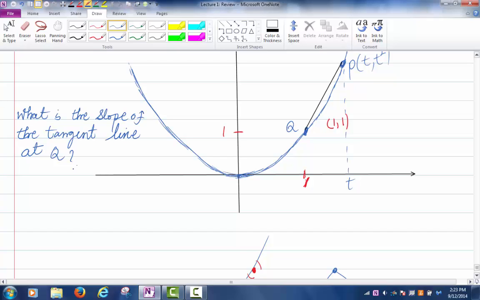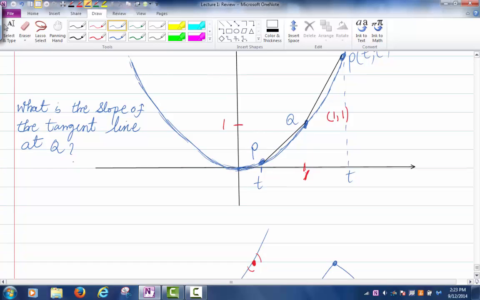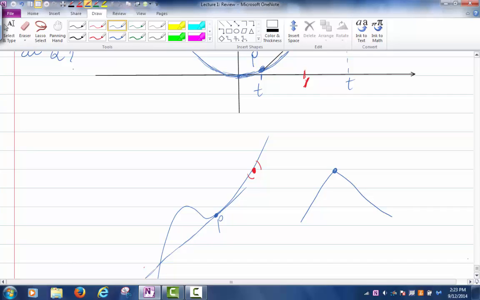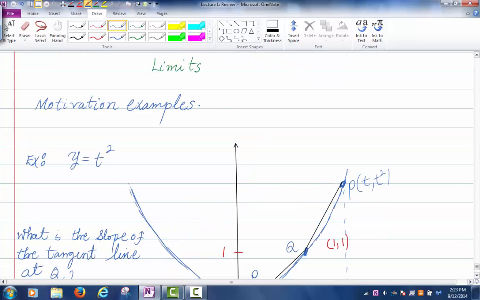Well, first of all, what you want to realize is t could be on the other side of 1 as well. So maybe t is here. In that case, you get this line segment. So maybe the location of P is here. What I'm saying is P is an arbitrary point on the graph. It could be on the left side of 1, it could be on the right side of 1. Either case, can someone tell me what is the slope of the line segment from P to Q?